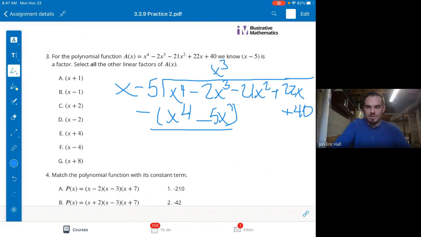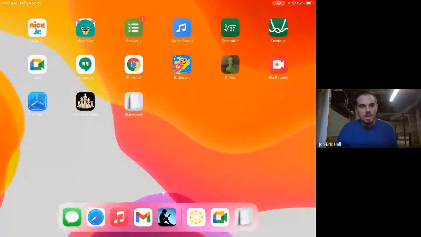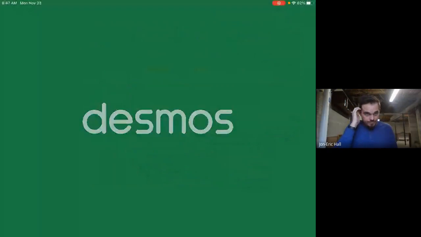So first off, so I don't forget it because I'm prone to forgetting, I'm going to type this into our chat. All right, so I won't forget this. And here's my shortcut. We want to find all the linear factors, right? I'm going to go to Desmos.